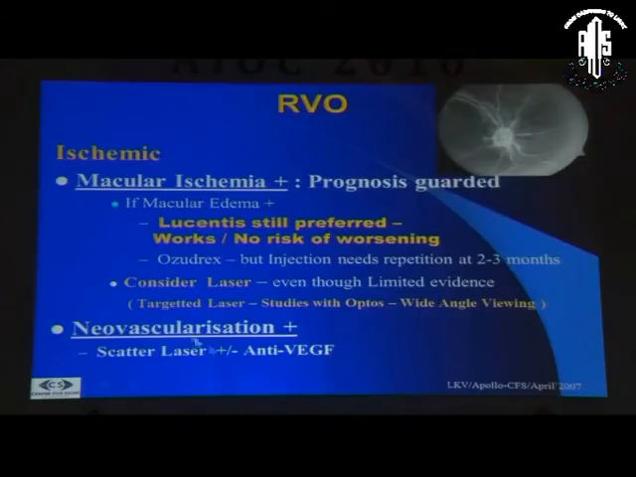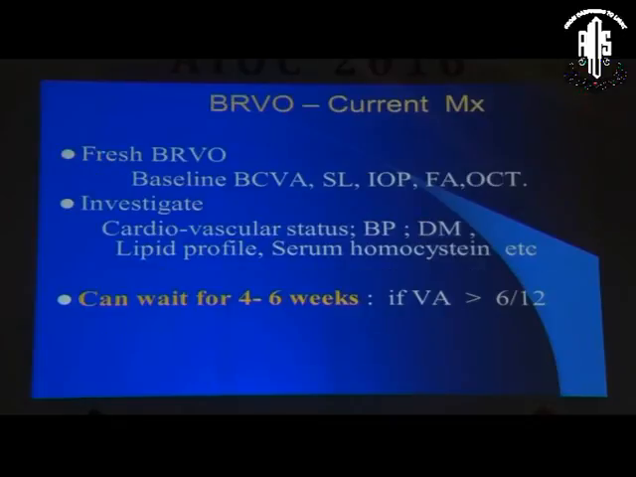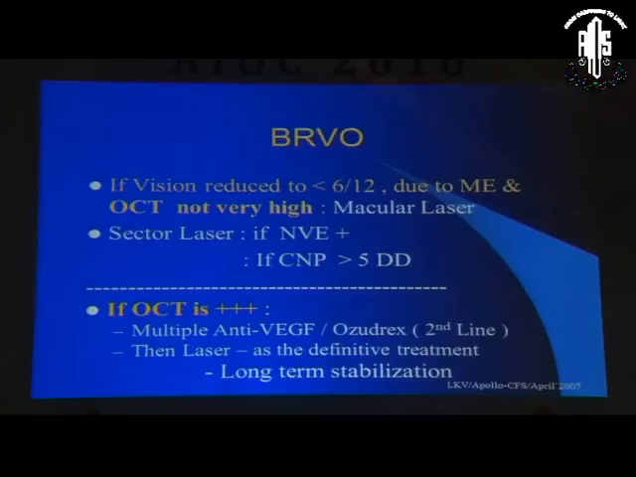If the patient has neovascularization in any of these things, then scatter laser is the treatment. Scatter laser, even up to the ora serrata also. So for fresh BRVO, all these things have to be monitored and investigated as has been told before. In BRVO you can wait because the natural history is very, very good, especially if the vision is 6/12, 6/9, there is no hurry.